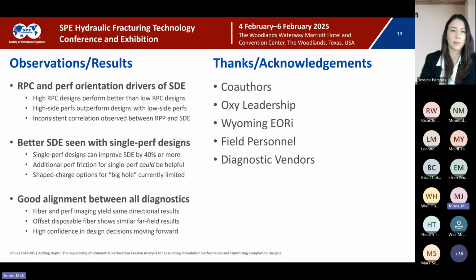I have yet to see a project that suggests something like lower rate per cluster designs with higher rate per perf or higher perforation pressure will generate a better response. I have seen papers out there that speak to that. I just personally haven't seen that in the work that I've done in the projects I've been involved in.